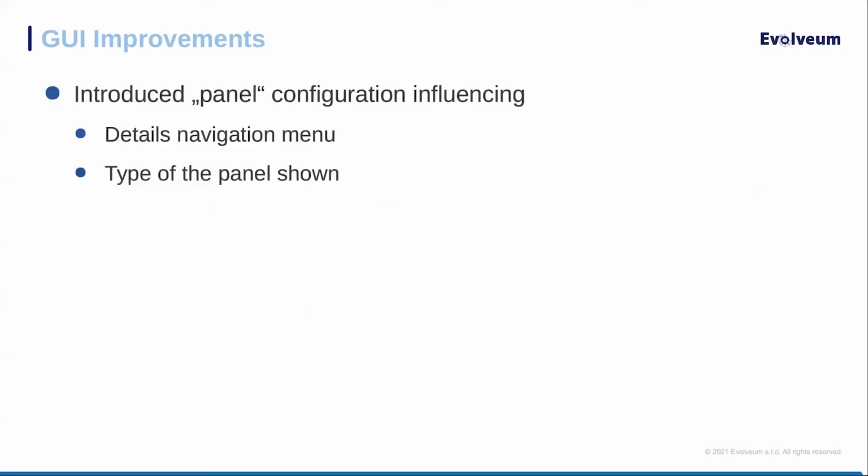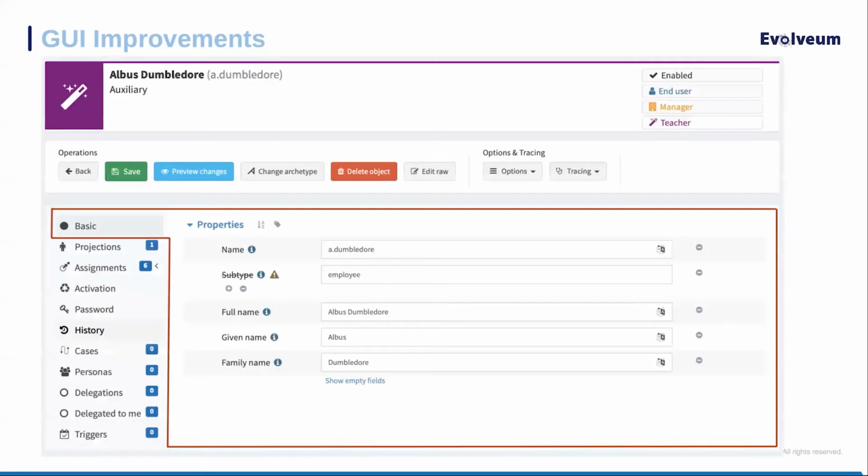To be able to provide such a flexibility, we introduced a new configuration option called panel. In the picture, wrapped with red line, this is an example for the panel configuration. One role of panel configuration is to define details navigation menu. You can influence what will be shown and where it will be shown. For example, what will be the label for the link in details navigation menu, and which icon should be used?